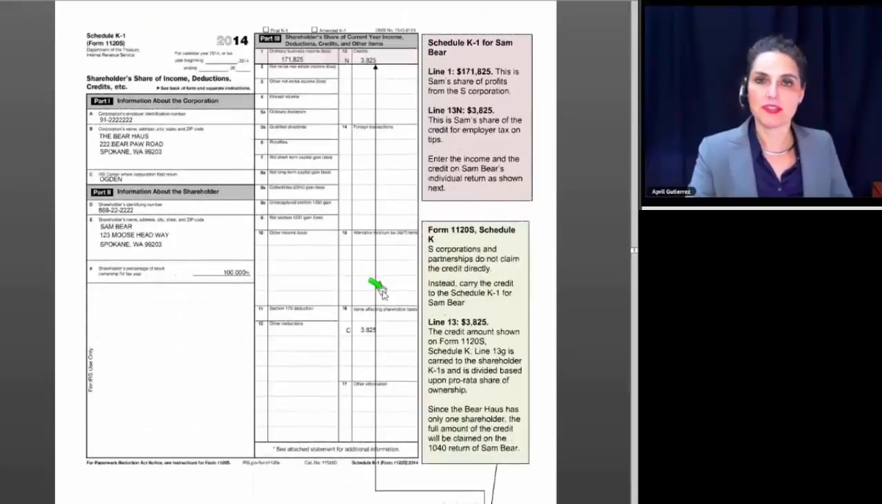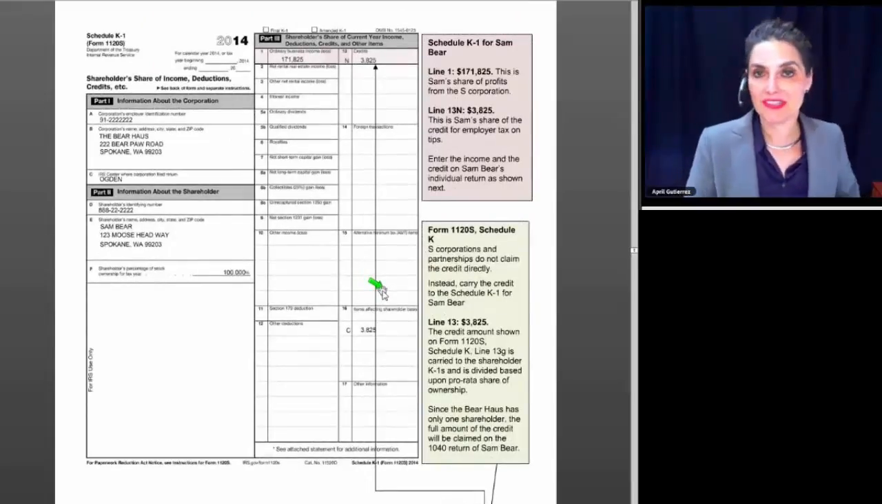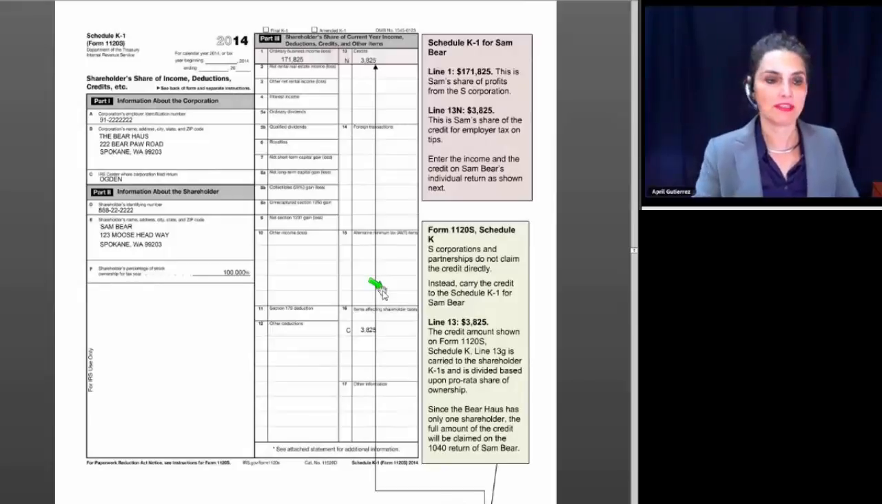Because an S corporation is not a taxable entity, there's no way for the Bear House to actually claim a tax benefit for that particular credit. It's going to have to flow through to Sam Bear. And the way we do that is on line 1 of the K1, we show the net income of the S corporation. And then on line 13, we enter the amount of the credit and indicate with a code F what that particular credit is for.